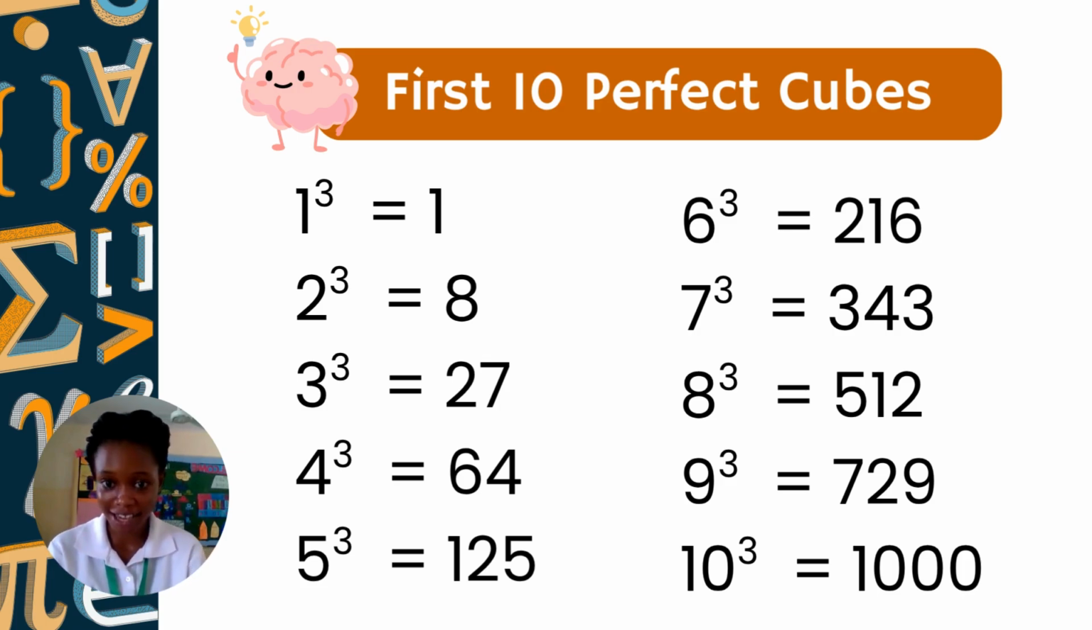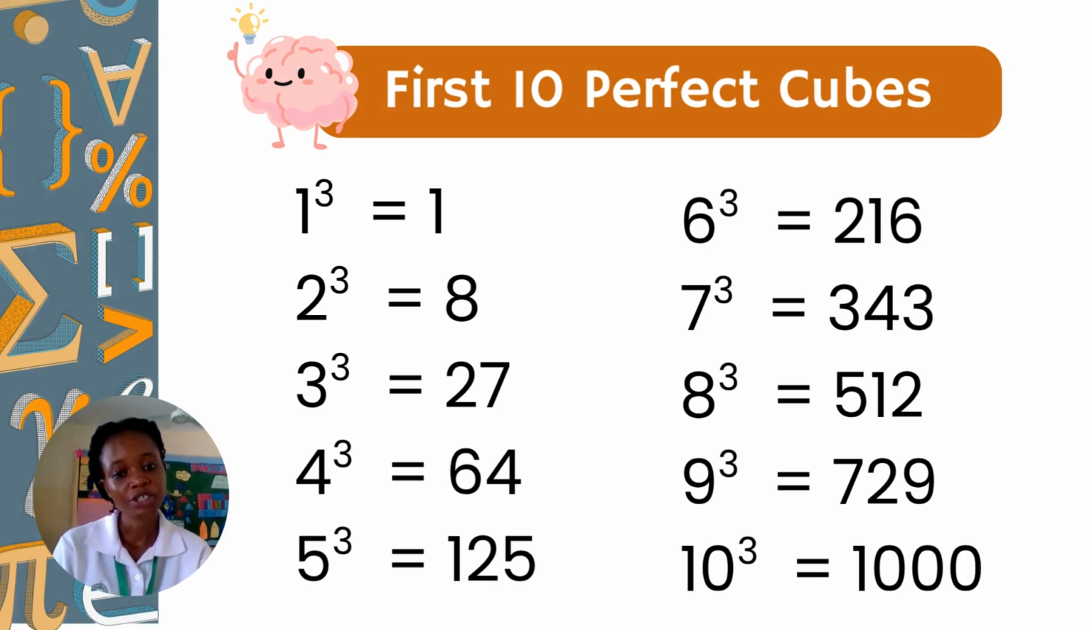So we have the perfect cubes here on the screen for you. You can see 1 raised to power 3 is 1, 2 raised to power 3 is 8, 3 raised to power 3 is 27, 4 raised to power 3 is 64, 5 raised to power 3 is 125.